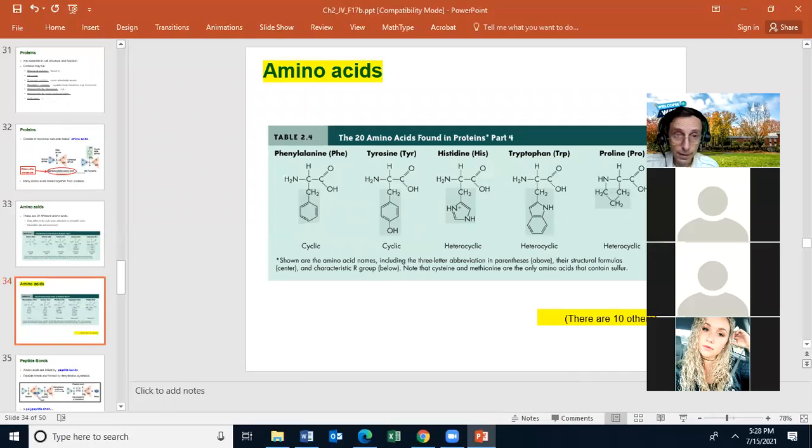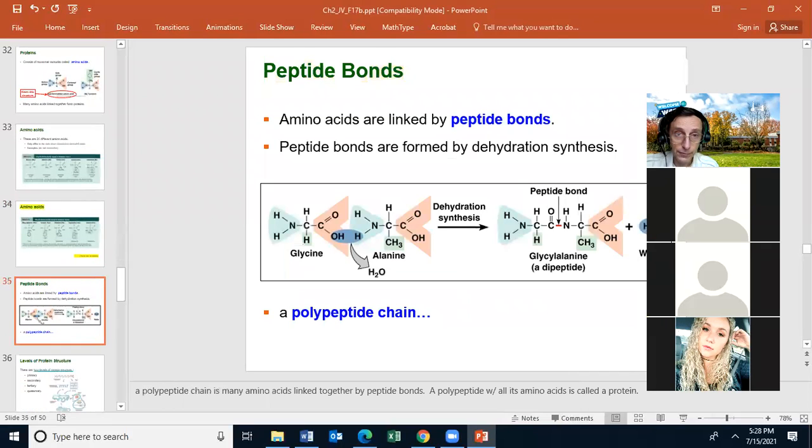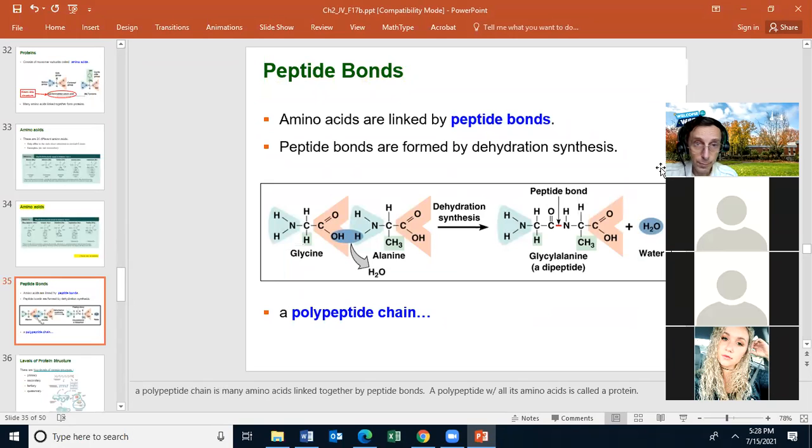All right, let's talk about amino acids and how they get together to make the proteins. Amino acids are linked together by a peptide bond. A peptide bond is an unusual bond that is formed by dehydration synthesis, meaning OH comes off of this amino acid and hydrogen comes off of this amino acid to make water, and then the nitrogen here binds directly to the carbon there. And that's an unusual bond, the nitrogen into carbon.